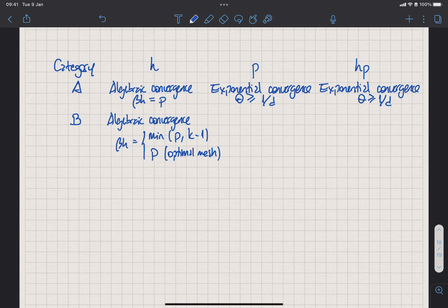And K is the regularity of the solution. In other words, let's try to analyze what happens. When our solution is super smooth, this value of K is very large. That's why it doesn't get into the estimate in problems in category A. It's always going to be bounded by P.